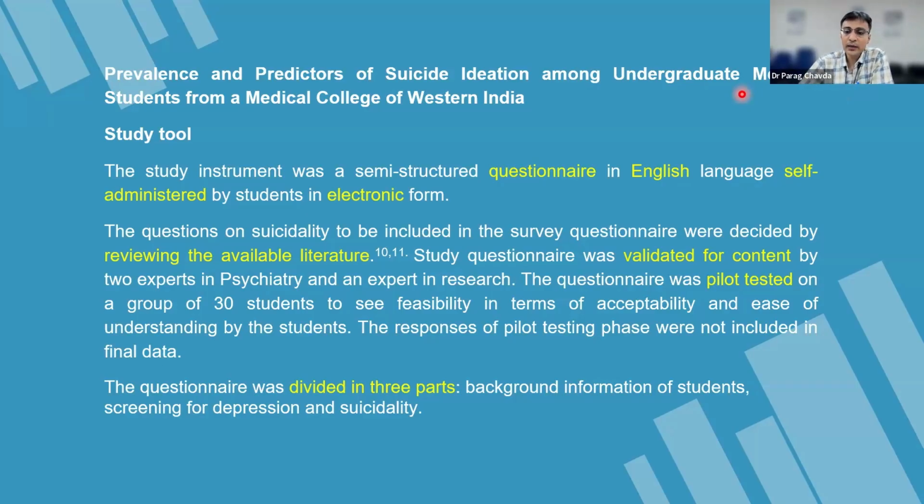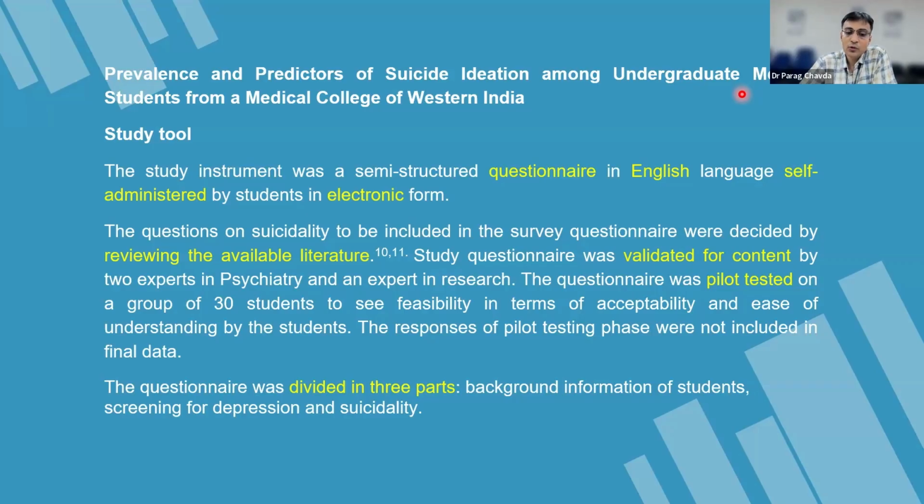Now look at the next paragraph, which talks about how the study instrument was developed. You can use this kind of concept to also share with the reviewer how you developed the questionnaire. The questions on suicidality to be included in the survey questionnaire were decided by reviewing available literature, and we have cited two similar studies. The study questionnaire was validated for content by 2 experts in psychiatry and 1 expert in research. So this is the peer review that we are referring to, right? This is not a formal validation process, since it was very straightforward and we were not measuring something very abstract. So we have just mentioned that it was peer reviewed by 3 people.